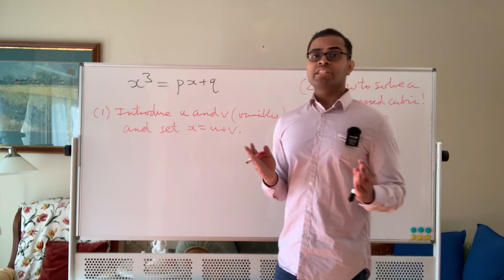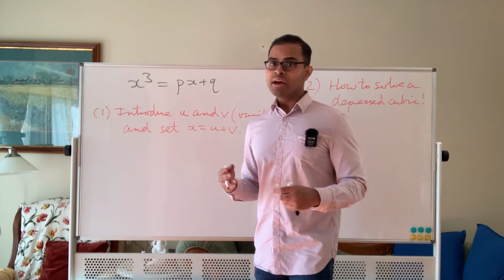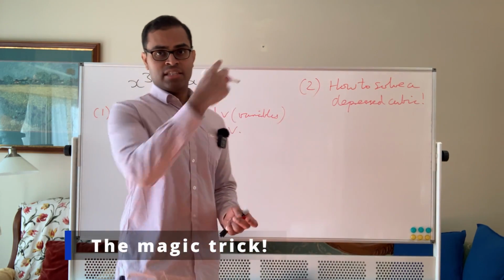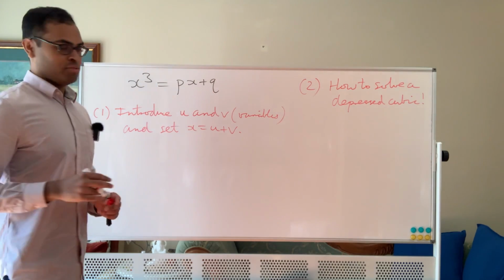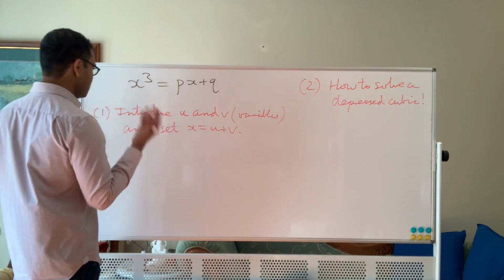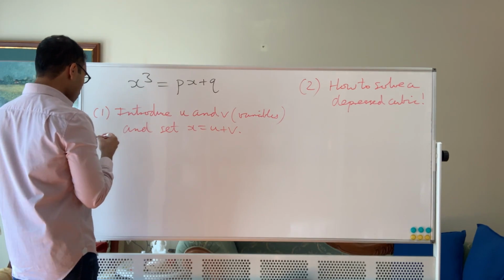Now, I'm not going to pretend this isn't something extremely creative. We'll see that this actually solves the problem, but it took a long time for human civilization to come up with this. It's a very deep idea, but it's very simple too. That's why math is beautiful: simple ideas can be very deep. So we set x equals u plus v. What are we going to get?